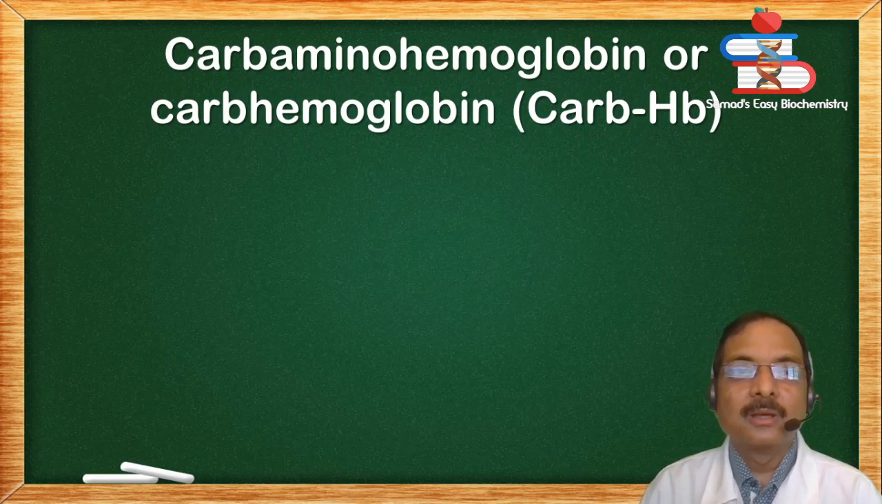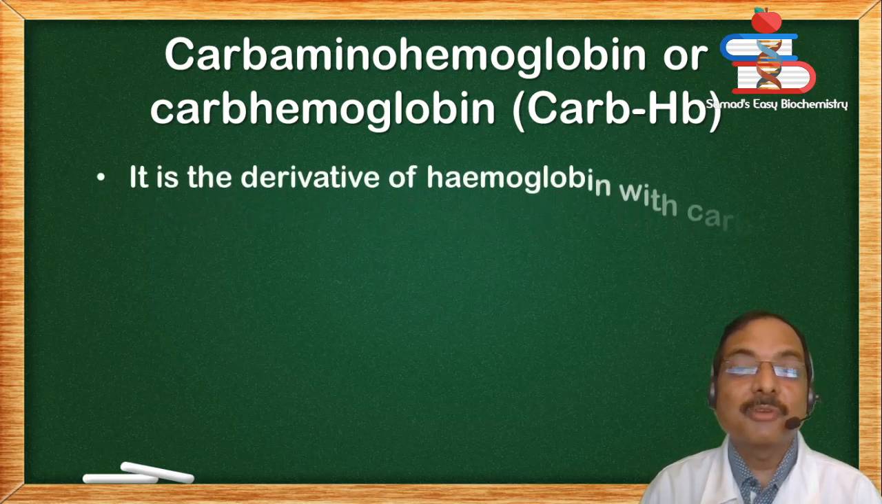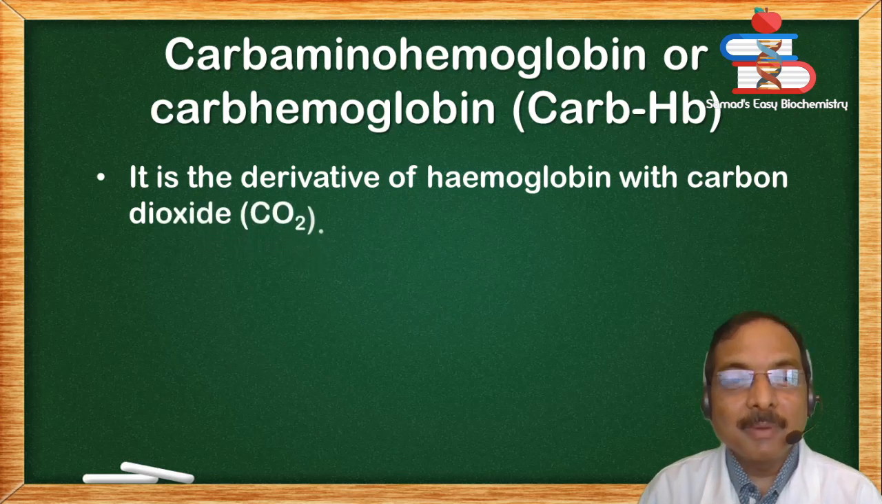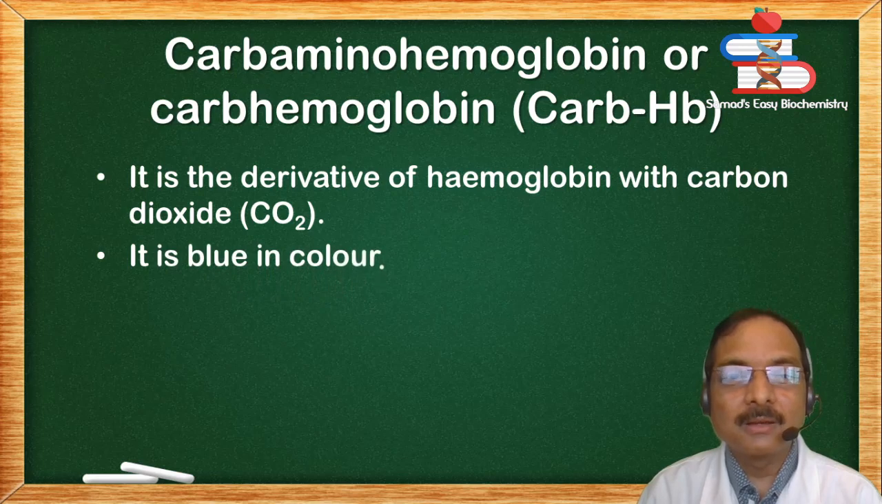Carbaminohemoglobin or carb hemoglobin, carb Hb. It is the derivative of hemoglobin with carbon dioxide. It is blue in color.